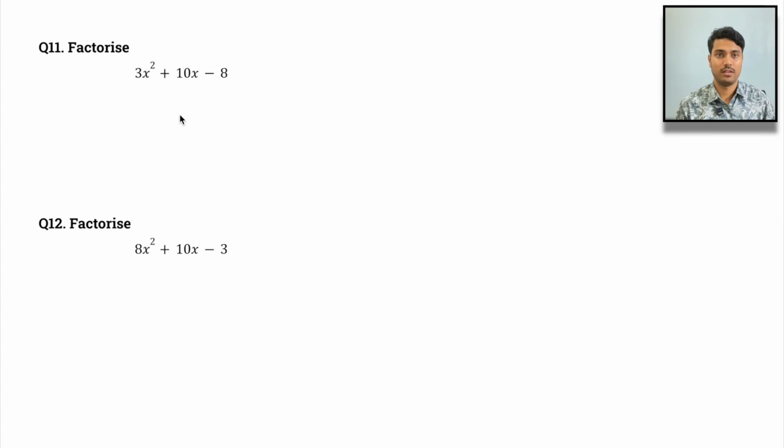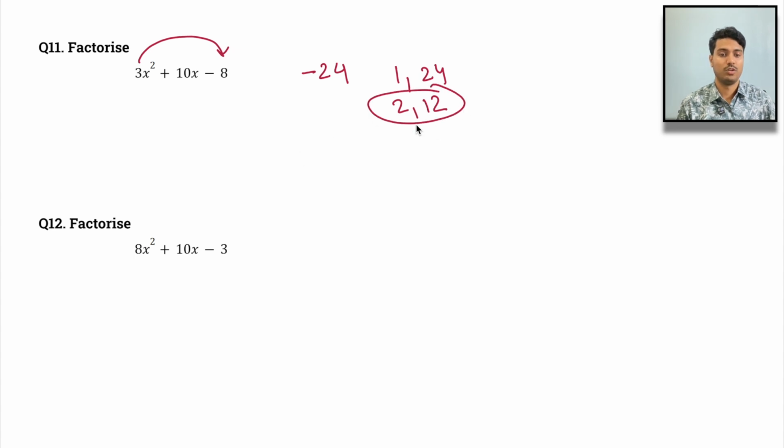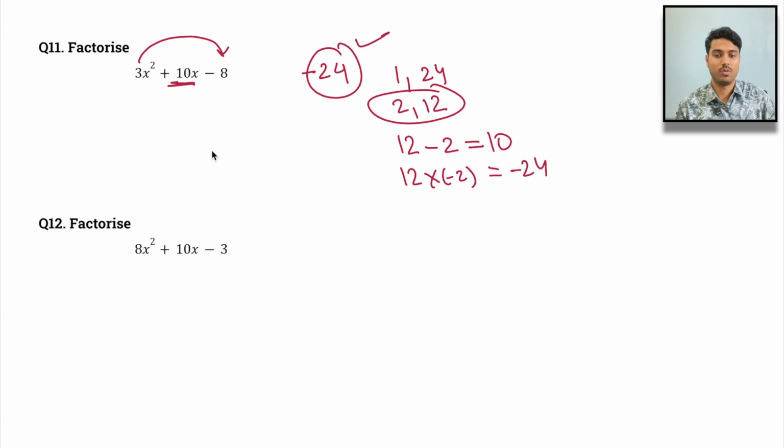You can try these questions and then definitely you can come back again and check your answers. So we have 3x squared plus 10x minus 8. Multiply 3 with negative 8, so we'll get negative 24. Find the factors: 1 and 24, 2 and 12. So can we use 2 and 12? Yes, because 12 minus 2 will give us 10, which is the middle term, and 12 multiplied by negative 2 will also give us negative 24, which is required.